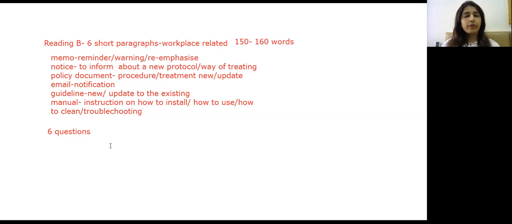Okay. And how much time do you get for reading part B? I would say ideally you should be able to complete these 6 questions in exactly 10 minutes, which means you get less than 2 minutes for each question. Now, what is the strategy that you use for reading part B questions? How do you approach these kinds of questions?